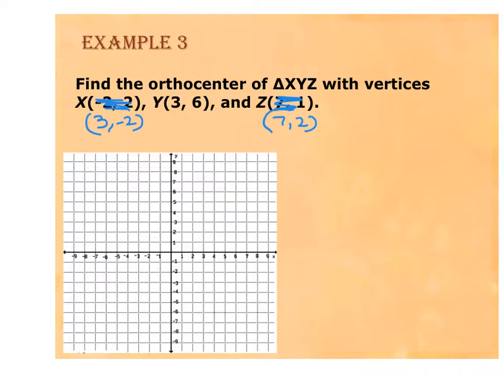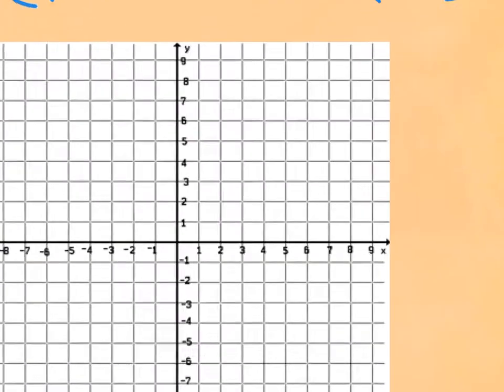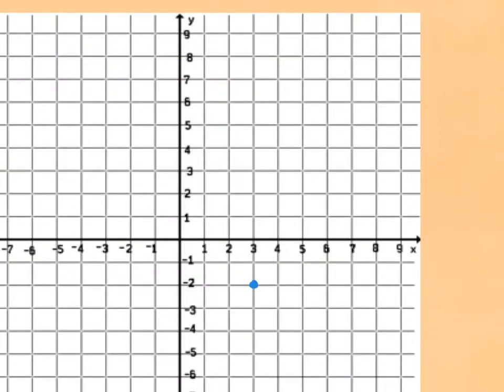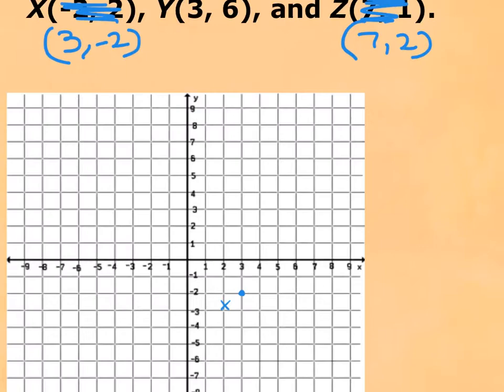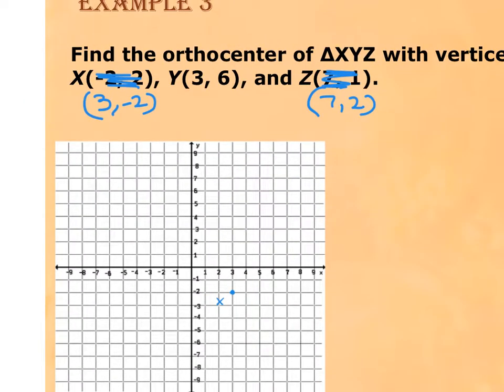Let's graph the 3. I'm going to graph X at 3, -2. Then I'm going to graph Y at 3, 6. And then I'm going to graph Z at 7, 2. Do we do 7, 2 or 7, 1? I'm going to change it to 7, 2. I'm going to connect the points, and I'm going to make my triangle.